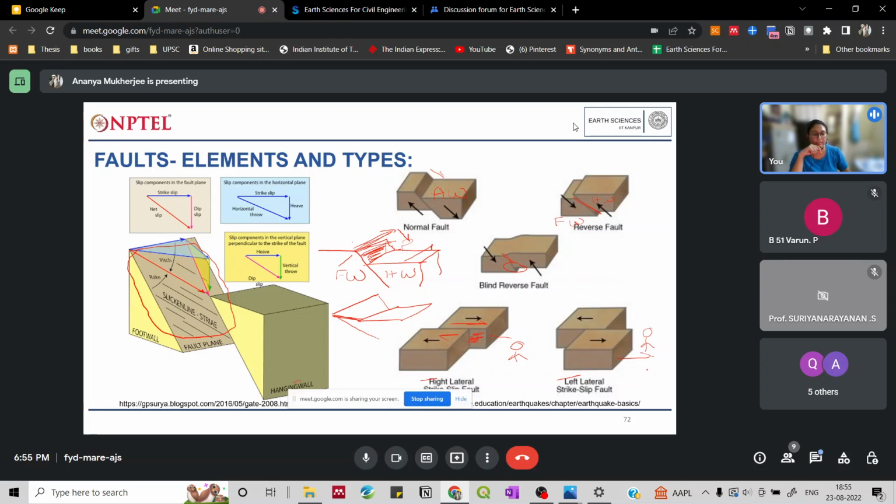So this is a very basic understanding of what faults are, the elements of faults that we need to know, and different types of faults based on the angle of the fault plane and the slip direction of the fault along the fault plane.